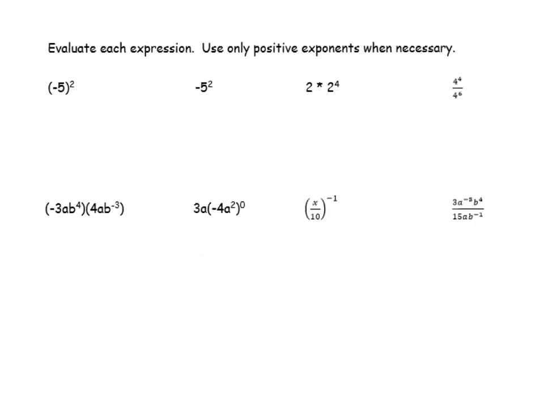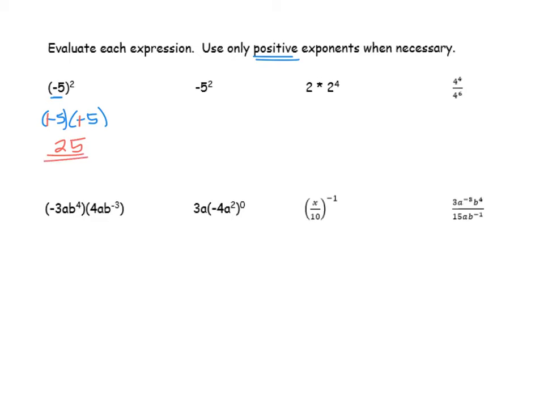Let's put some of those properties to the test. Evaluate each expression. Use only positive exponents when necessary. What that means is we won't have any negative exponents in our final answer. Now for the first example, -5 is in parentheses and it's being squared. So what that means is we're taking -5 times -5. And anytime you multiply 2 negatives, you get a positive. They just cancel out. And 5 times 5 is 25.